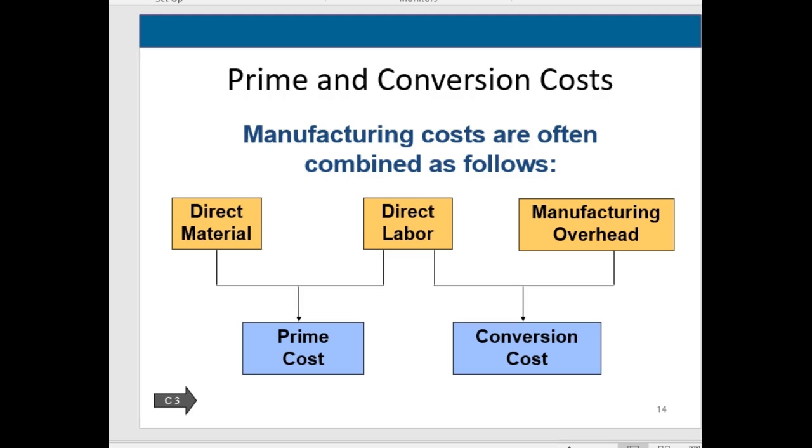And that brings us to our final categorization. Manufacturing costs are sometimes combined as prime costs or conversion costs. The interesting thing is direct labor is in both of them. Direct labor is a prime cost when it's combined with direct material, and it's a conversion cost because you're using it to convert the material into the product, as is manufacturing overhead. So that's called conversion. And we'll play with that one back and forth too.